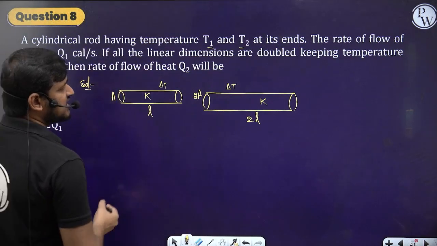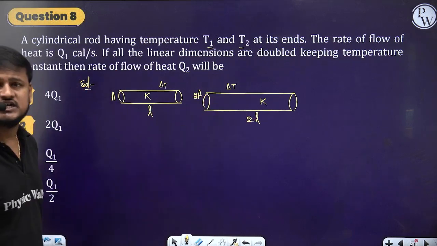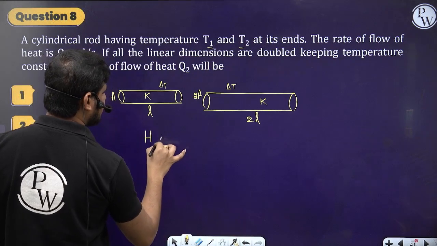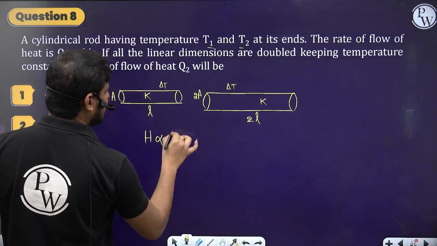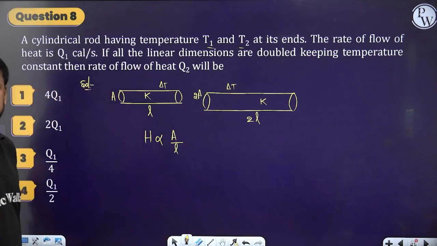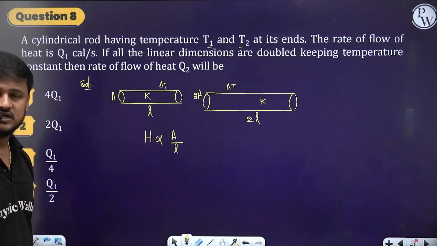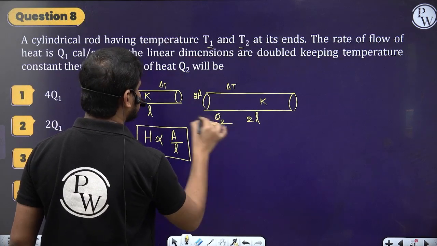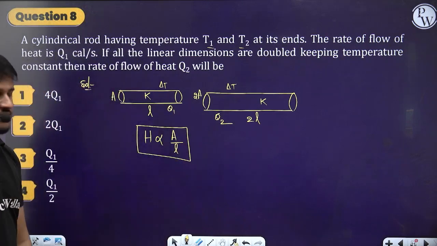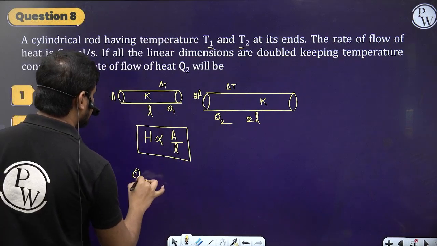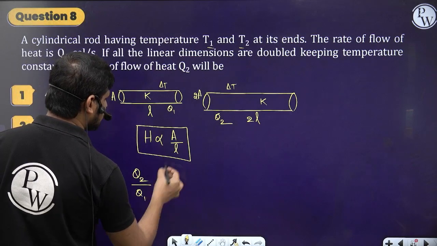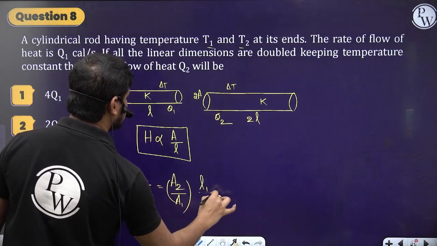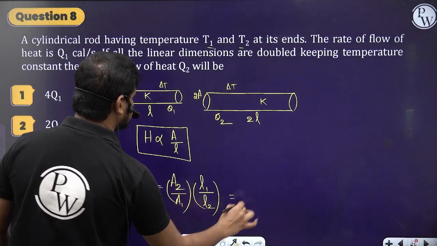See, if delta T and K are constant, then the heat transfer H is directly proportional to A by L. H is directly proportional to A by L, that's it. This one you should catch it, guys. Now here the heat transfer is Q2, here the heat transfer is Q1. So Q2 by Q1 is equal to A2 by A1 into L1 by L2. Done. Now substitute the values.